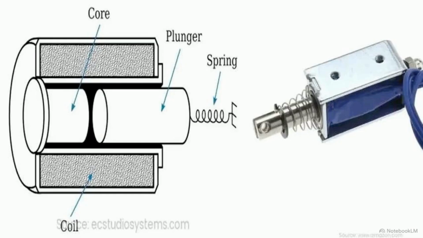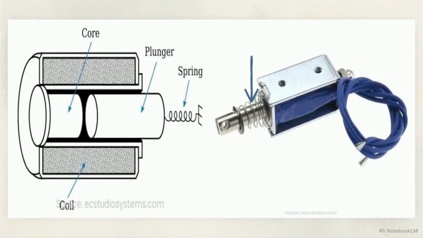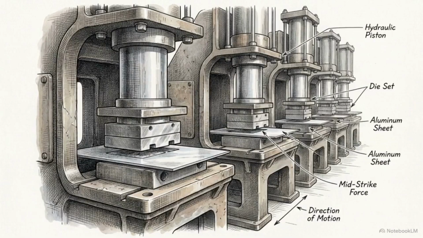This cross-section shows the internal geometry. Passing current through the stationary coil induces a strong magnetic field, pulling the metal plunger inward. When the current stops, the field collapses, and a mechanical spring forces the plunger back to its resting state. This basic linear push and pull is highly effective when deployed for rapid, specific industrial tasks.